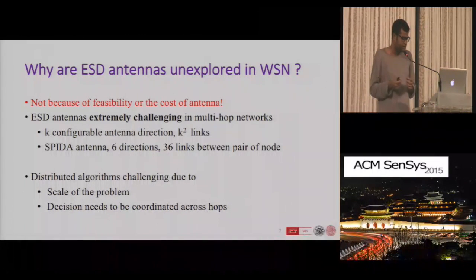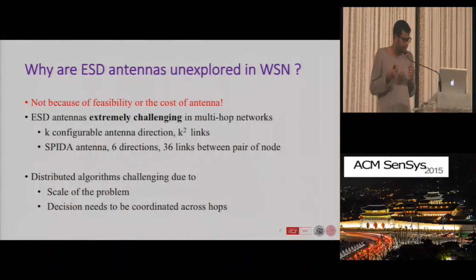And this makes the design of distributed algorithms extremely challenging because of the scale of the problem, as well as the fact that the decisions need to be coordinated across multiple hops, as the choice on a given node may influence many others, even multiple hops away. This is, for example, why in the case of directional transmissions, hidden terminals are more likely to occur.